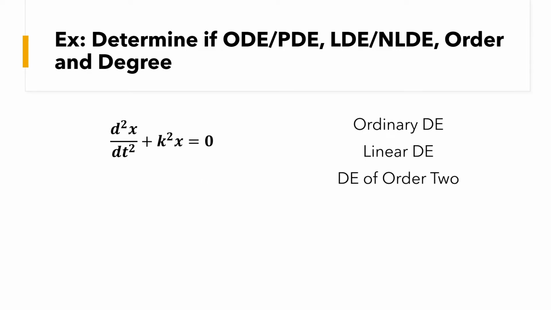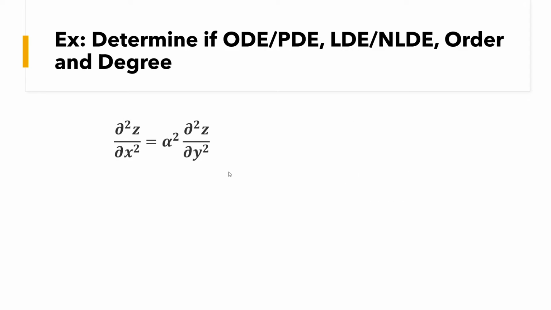Then of course, this is also linear. We don't see any other variables, and k is a constant, so we have no issue there. Then we have a DE of order 2, of course, because of the second derivative. Then degree 1, because we have no exponent. I mean, there is an exponent, but the exponent of our derivative is only 1.